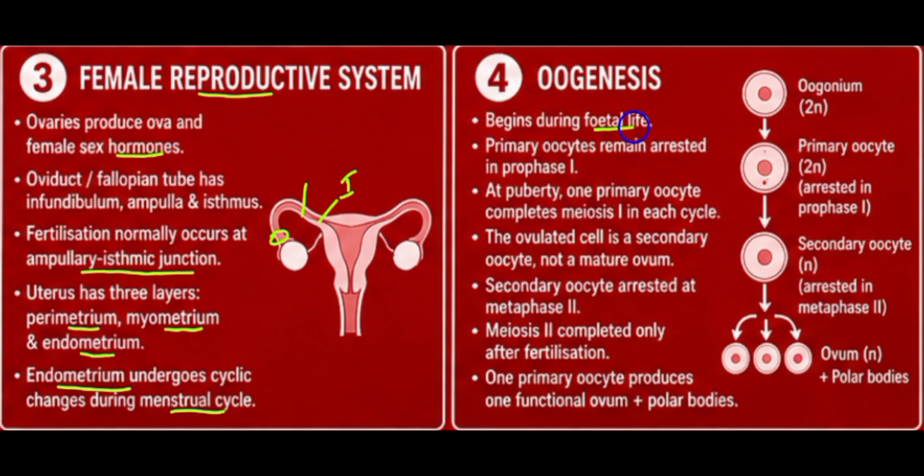Primary oocytes remain arrested at prophase 1, and then at puberty, one primary oocyte completes meiosis 1 in each cycle. The ovulated cell is a secondary oocyte, not a mature ovum, and the secondary oocyte is arrested at metaphase 2. Meiosis 2 is completed only after a sperm comes in contact with this secondary oocyte. Then one primary oocyte produces one functional ovum and 3 polar bodies.